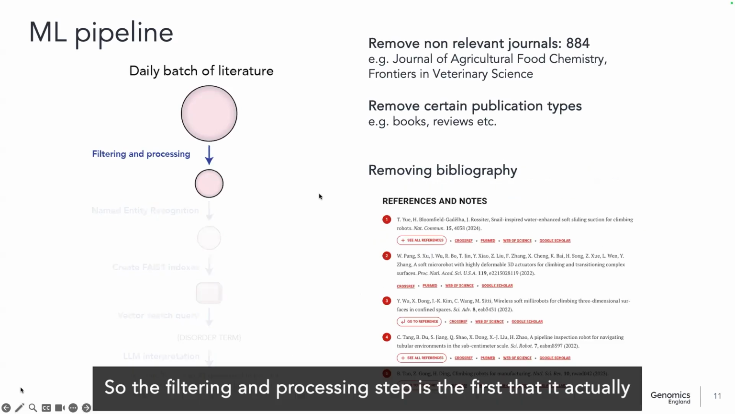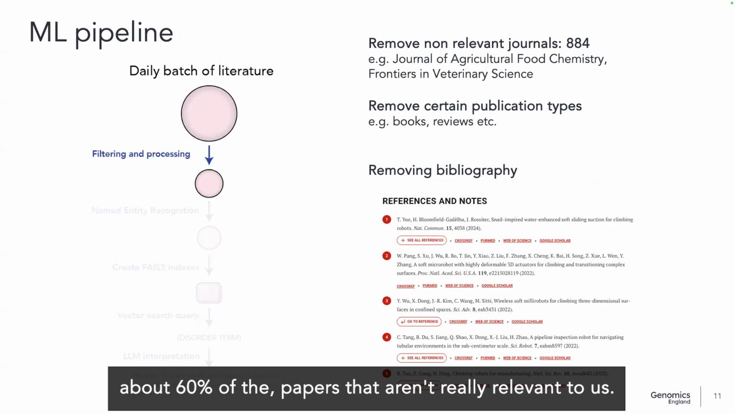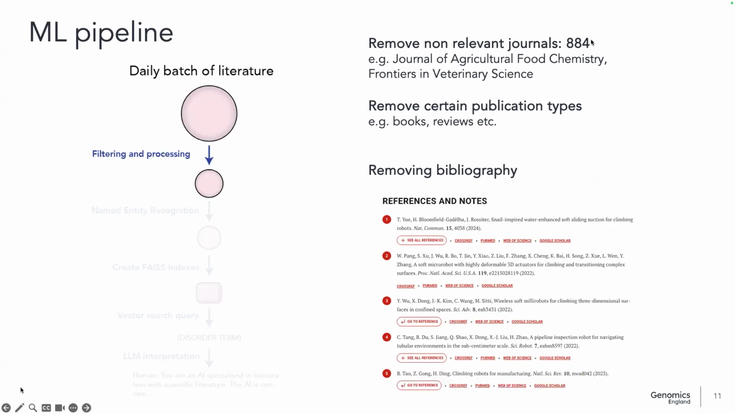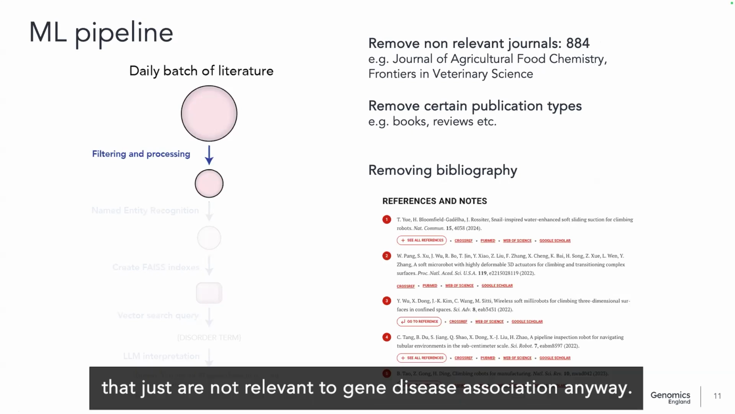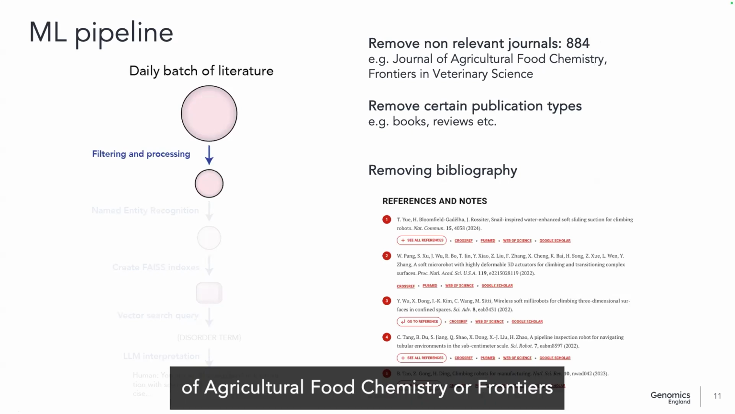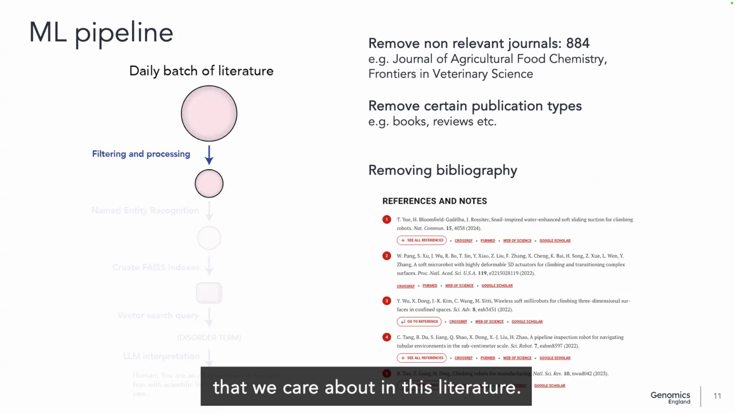So the filtering and processing step is the first bit. It doesn't involve any machine learning, but it is very important and manages to remove, I think, about 60% of the papers that aren't really relevant to us. We remove, for instance, 884 different journals that are not relevant to gene disease association, things like the Journal of Agricultural Food Chemistry or Frontiers in Veterinary Science. There's never going to be a publication that we care about in this literature.